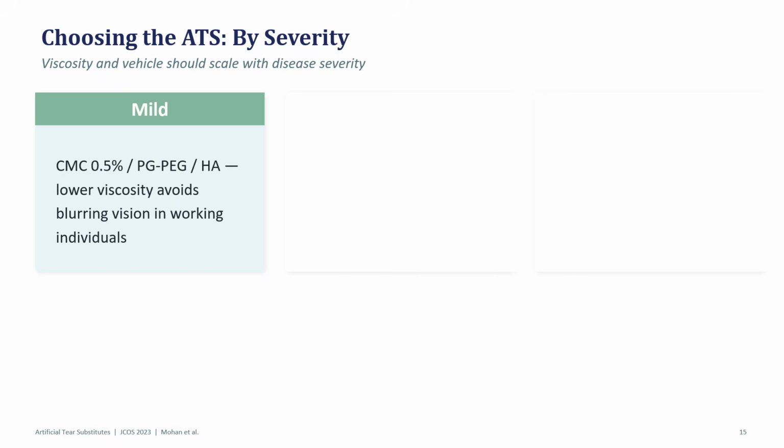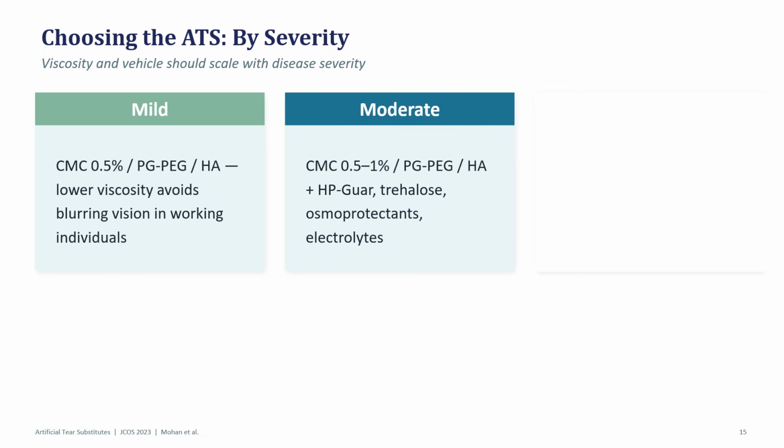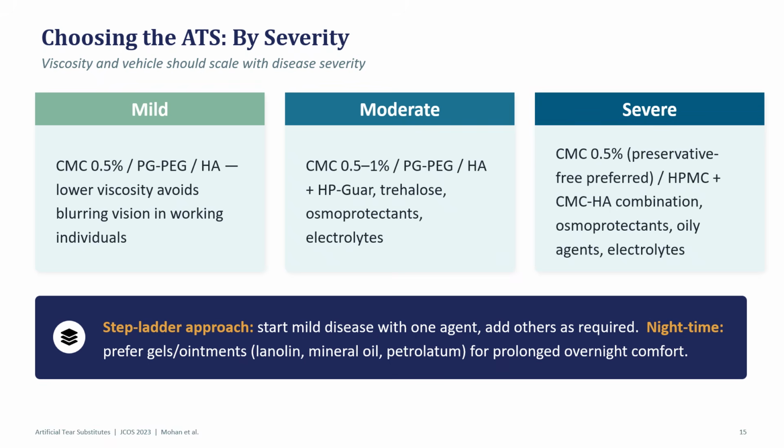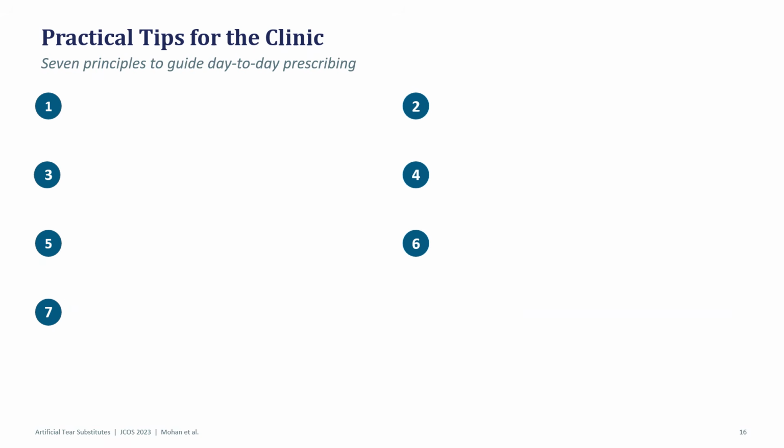Now, based upon the severity, again you can choose. Whenever it's mild, you can go with simple CMC, and then as it becomes moderate, you can go ahead with adding substances like osmoprotectants and so on. And when it is severe, you have to tackle the inflammation along with just giving lubrication to the surface. So the step ladder approach is to start mild disease with one agent and add others as required. At nighttime, you have to prefer gels and ointments for prolonged overnight comfort.